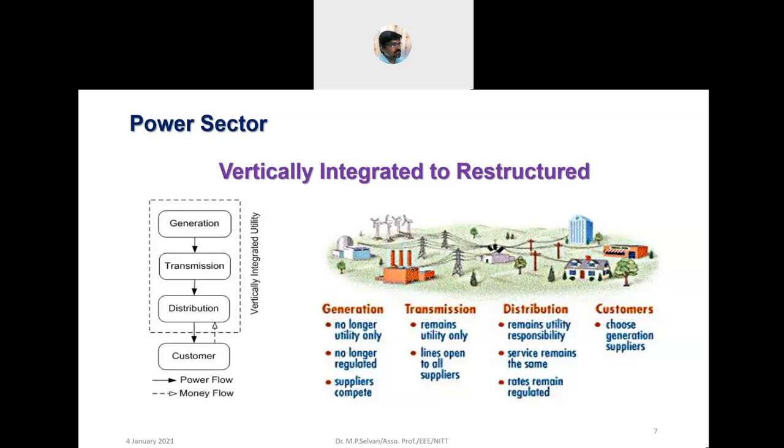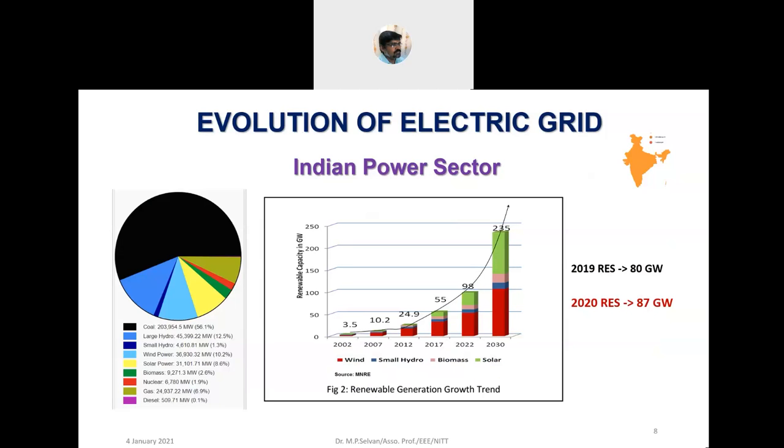anybody can feed power into the grid based on the agreement. Similarly, any state can purchase power from any other state or from any other independent power producers by making an agreement, without violating any technical constraints of the transmission network. So there is an operator who takes care of this secure operation of the system. That person is the ISO or transmission system operator.